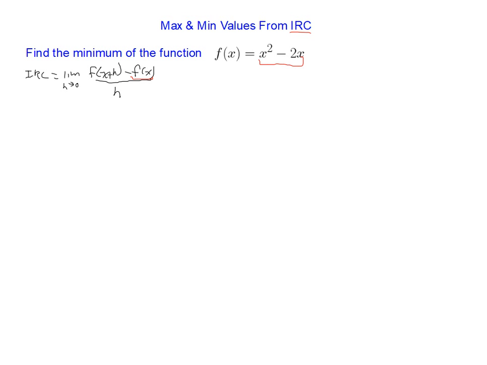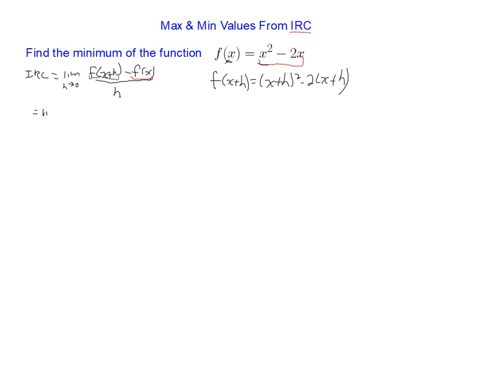We should talk a little bit about what f of x plus h is. Just a reminder, in order to find f of x plus h, we substitute an h into the function everywhere we see an x. So f of x plus h means everywhere we see an x in this function up here, we're going to replace it with an x plus h. So we're going to have x plus h squared minus 2 times x plus h. So that is our f of x plus h. Let's substitute that into our equation.